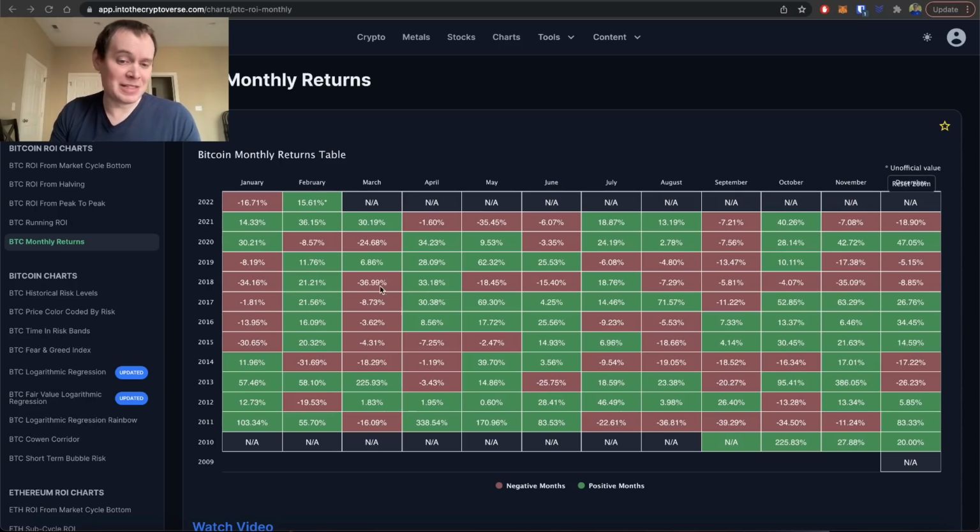What's more interesting is what happens in March, right? Do you get a typical sell-off in March, or do you get something like 2019 where it actually stays slightly positive and then continues to rally for a few months? And 2021 was also a green month for March as well.